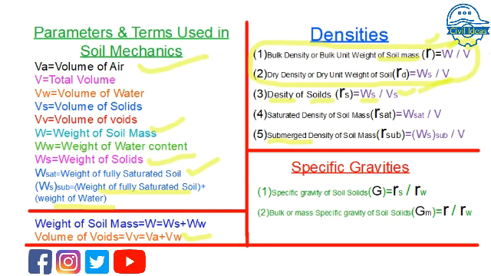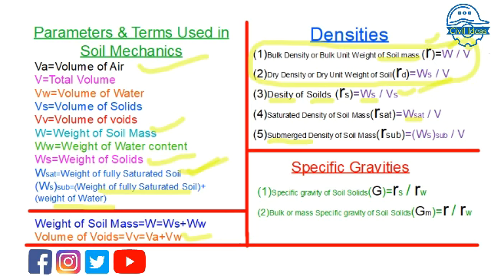And the fourth one is the saturated density of soil mass. Saturated density is gamma sat. You can see here fully saturated soil. Fully saturated soil means that all the pore voids are filled with water. So this is called the fully saturated soil, with respect to the total volume. So this is the saturated density.